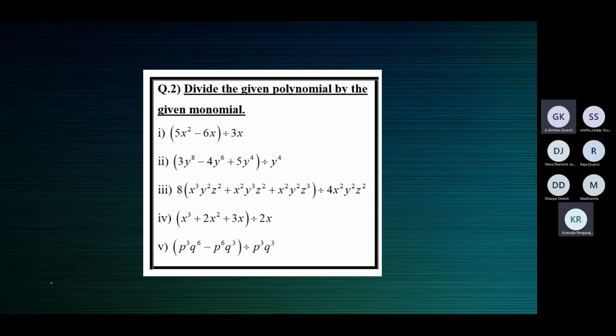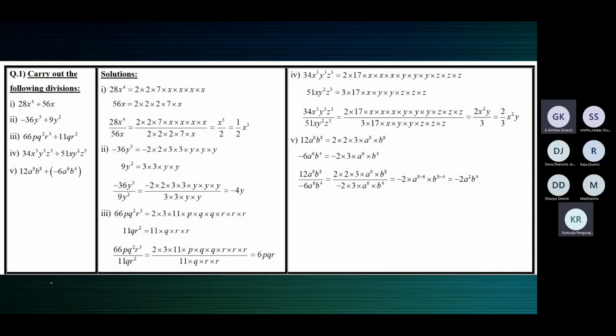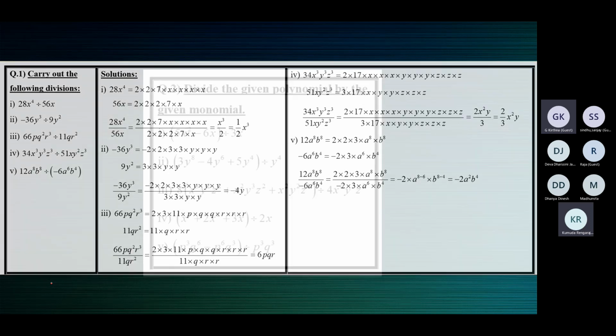Now the next type is, see here, the numerator is a monomial. The denominator is also a monomial. This is how we divide a monomial by a monomial, a single term by a single term.